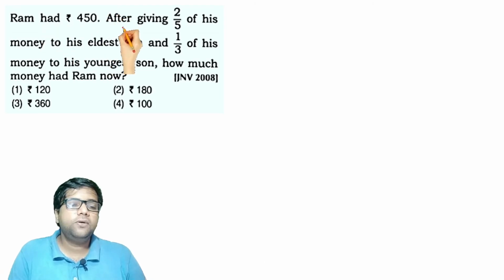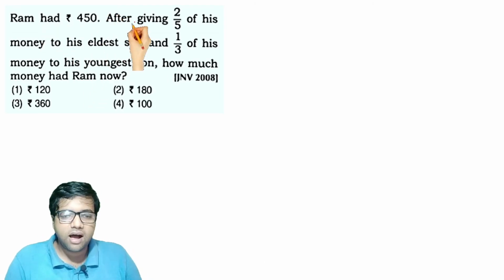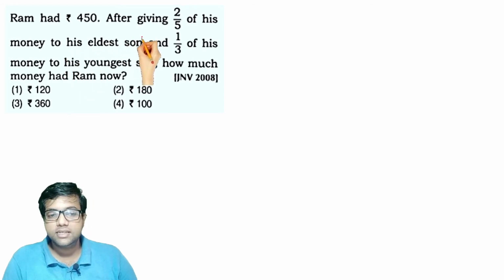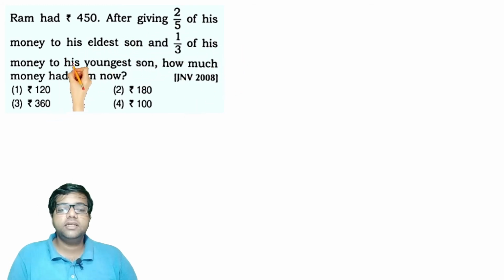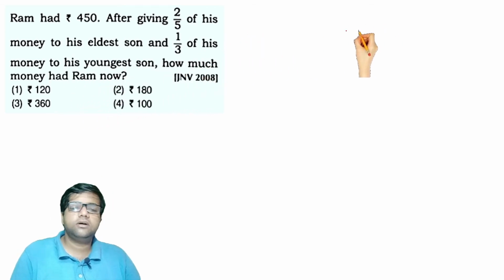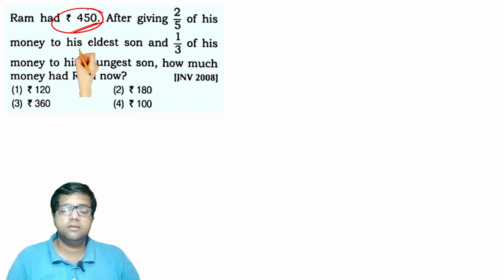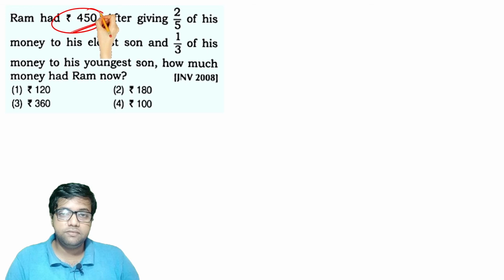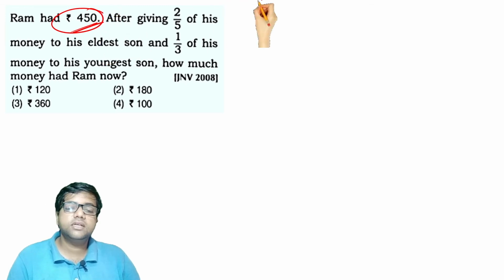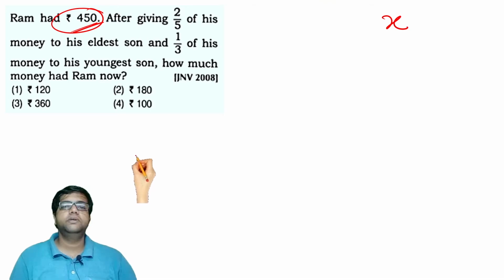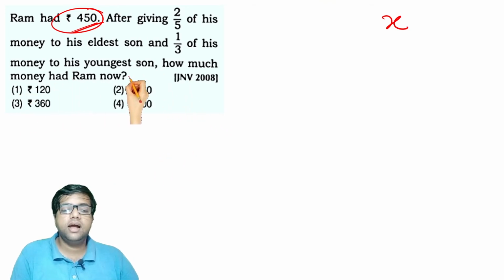Ram had 450 rupees. After giving 2/5 of his money to his eldest son and 1/3 of his money to his youngest son, how much money had Ram now? Okay, we don't have to assume. There is already some money given by Ram. There is already money which is with Ram. So let's assume the money he is left with is called X money, which we don't know. We need to find it. How much money had Ram now?